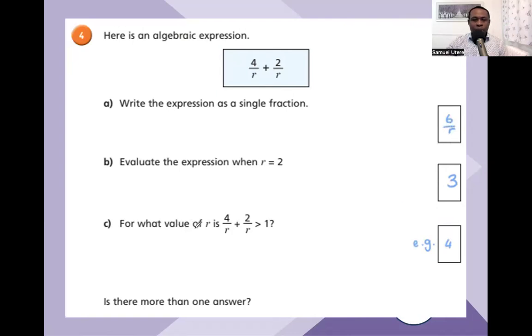Here you ask, for what value of r is this greater than 1? So you then need to start testing some numbers. Okay, you can try. You already know how to evaluate the expression, so you need to start testing some numbers. So you test 4, you test 3, but the value is, okay, of course, 4.